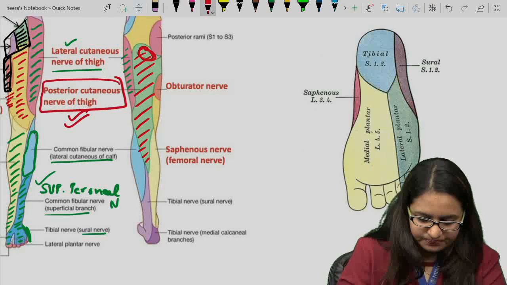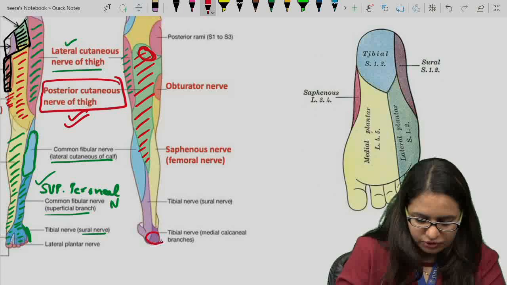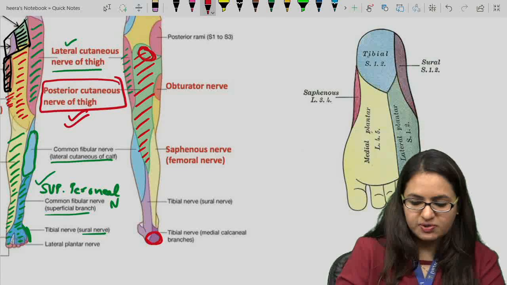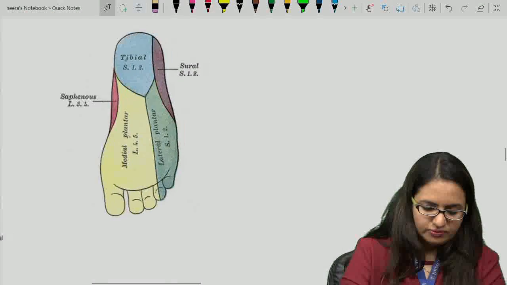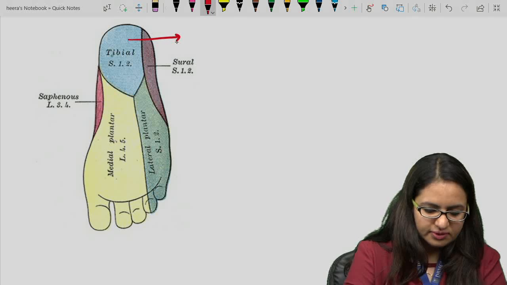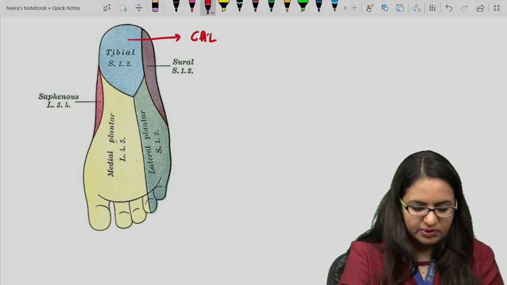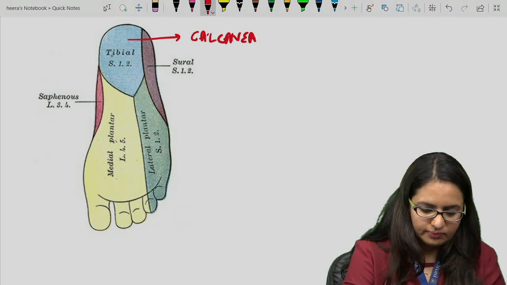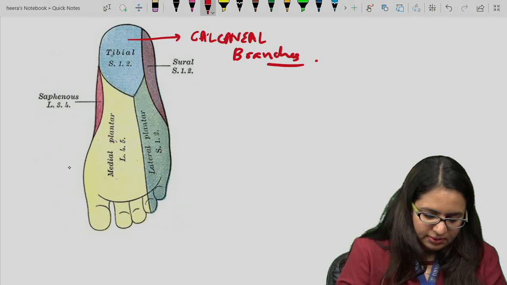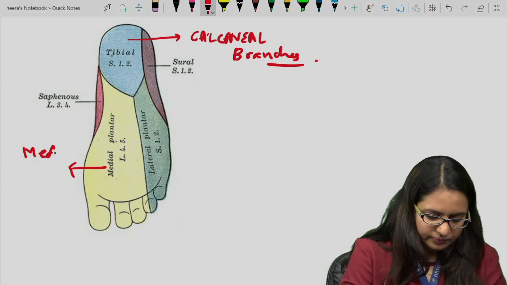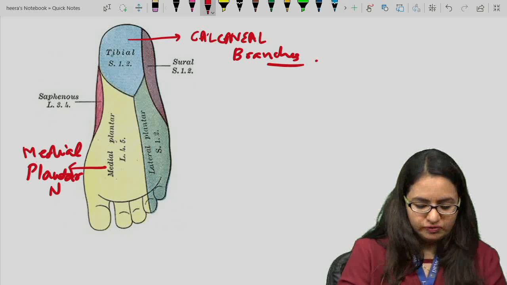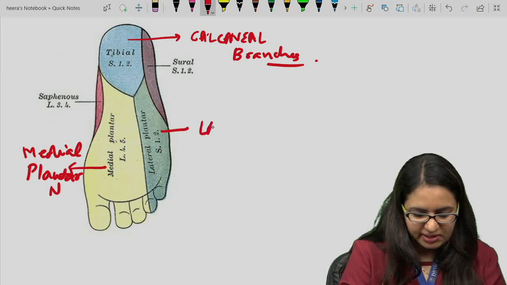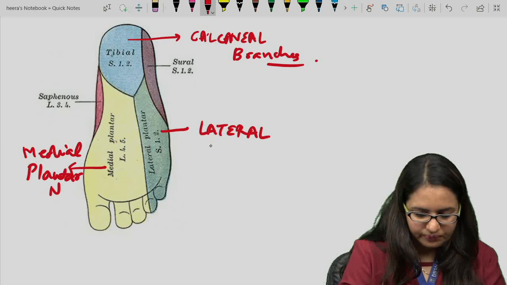As we come below, we can see the heel portion is being supplied by the calcaneal branches, which are given by the tibial nerve. If you see the sole, the heel is supplied by the calcaneal branches of the tibial nerve. Along with that, towards the most medial side, the nerve which is supplying it is the medial plantar nerve, which is in turn a branch of the tibial nerve only, and towards the lateral side we have the lateral plantar nerve.